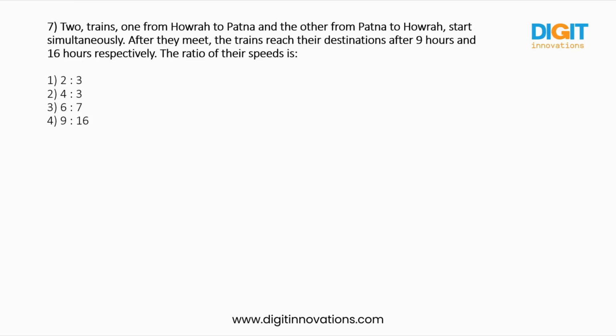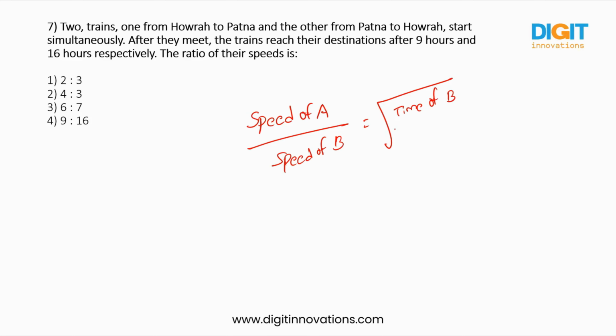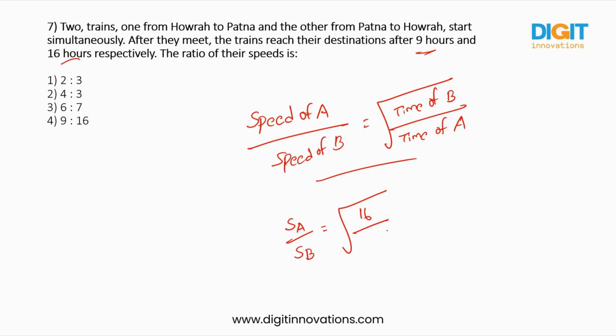If they asked, you have to use this formula, which is speed of A by speed of B train equal to time of B took by time of A took. So this is the formula you have to use. So you will get a ratio here, and time of B is 16 hours, and time of A is 9 hours.